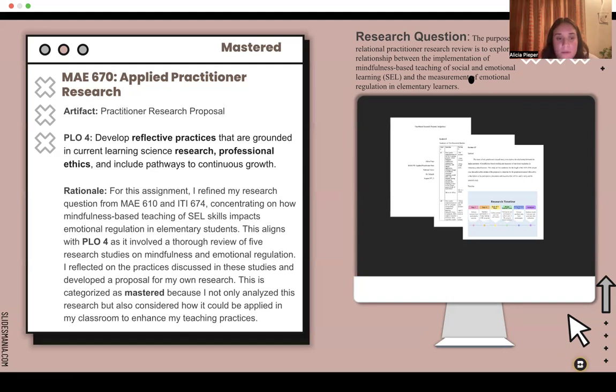This aligns with PLO 4 because it involved a very thorough review of 5 research studies on mindfulness and its correlation to emotional regulation. I was able to reflect on the practices that were discussed in these studies, and I developed my own proposal for my own research. This was categorized as mastered because I not only analyzed this research, but I also considered how it could be applied in my classroom and how it can enhance my own teaching practices.